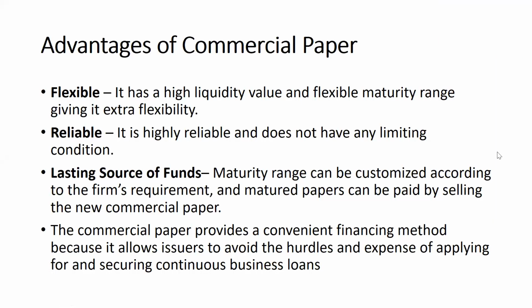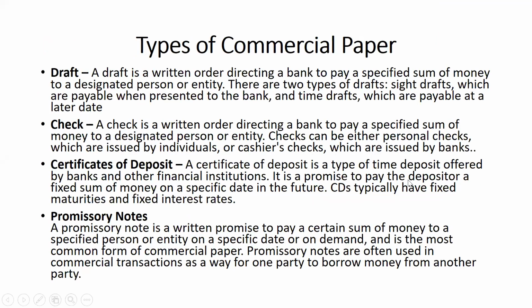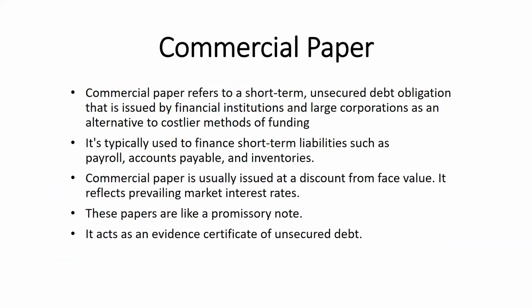Okay. So let's just start with this first page, commercial paper. Okay. So basically it is a short-term unsecured debt, issued by a financial institution and large corporation as an alternative to a costlier method of funding. So either these corporations or financial institutions can take a loan, or they can go to the retail and institutional investor to take money from this commercial paper or other security.